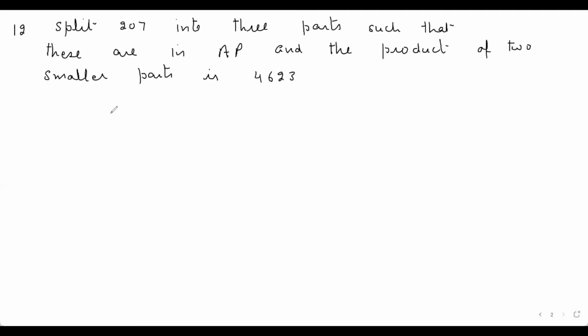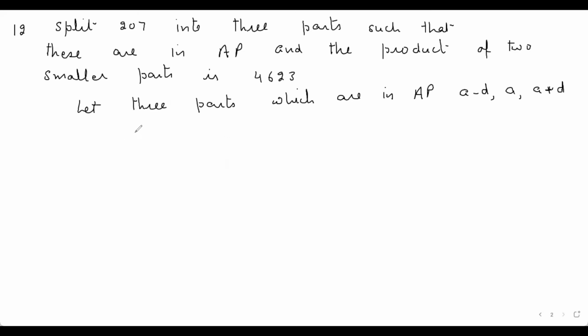Now the 12th question is split 207 into 3 parts such that these are in AP and the product of 2 smaller parts is 4623. Let the 3 parts which are in AP are A minus D, A and A plus D.